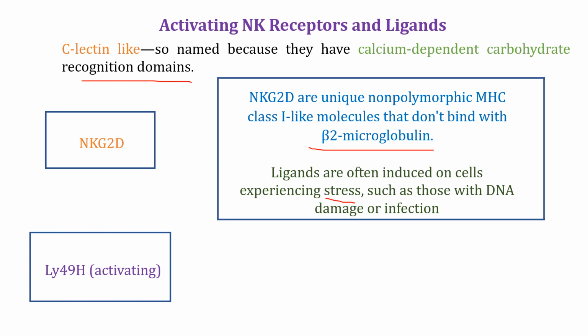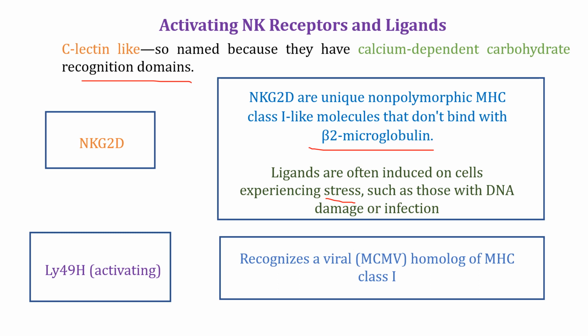Now, the Ly49H activating receptor interacts with an MHC class I-like protein, which is not encoded by the host organism but rather produced by the murine virus MCMV, a homolog of class I. MCMV stands for murine cytomegalovirus. In the absence of this receptor, mice exhibit poor protection against this common virus. So different activating receptors bind to different ligands.